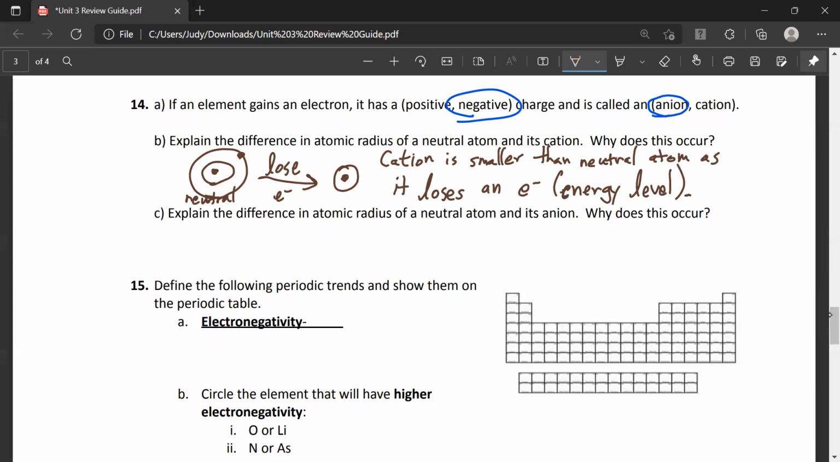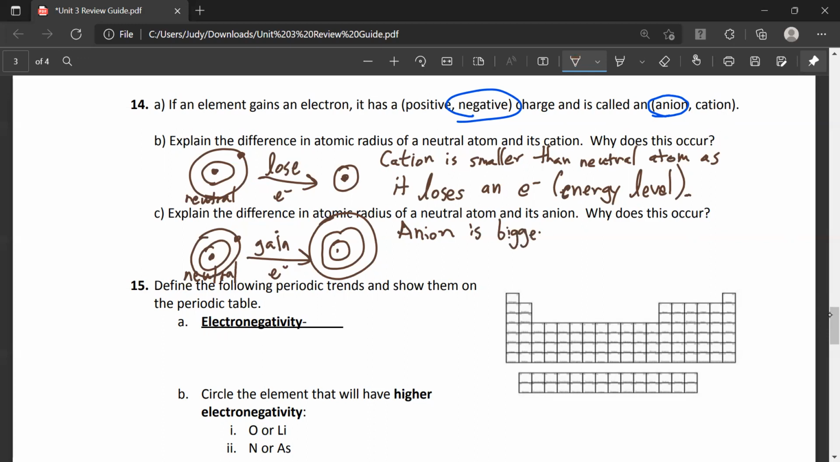Now explain the difference in atomic radius of the neutral atom and its anion. So this time, let's say this is neutral as always, we're gaining an electron. We're going to have more energy orbitals going in. In other words, the anion is bigger than the neutral atom.